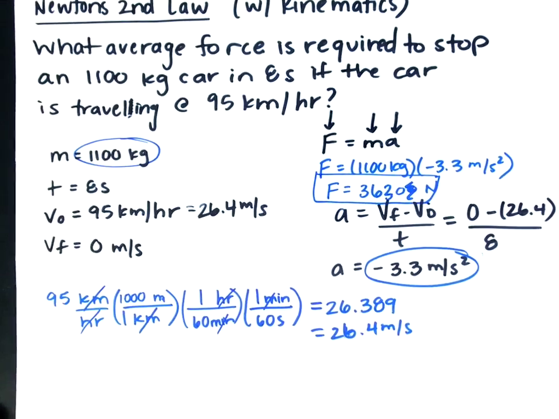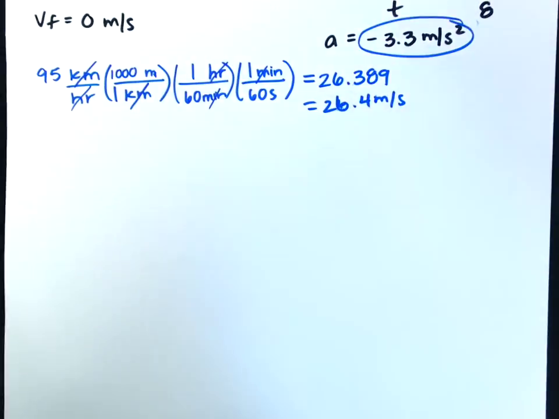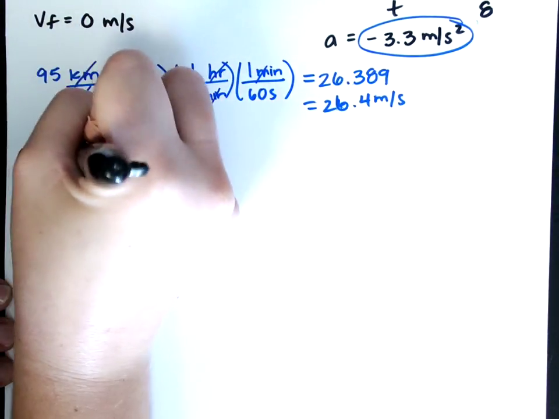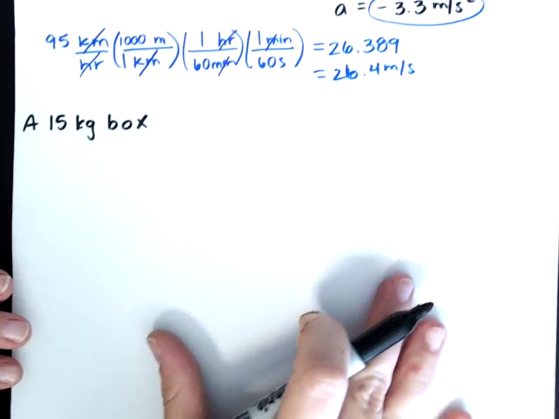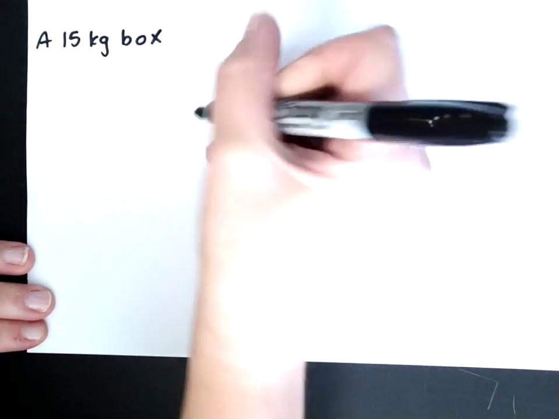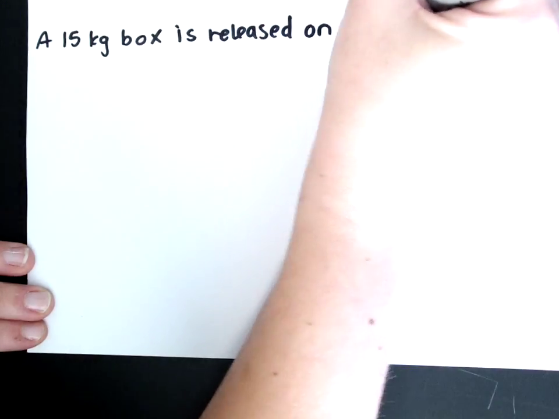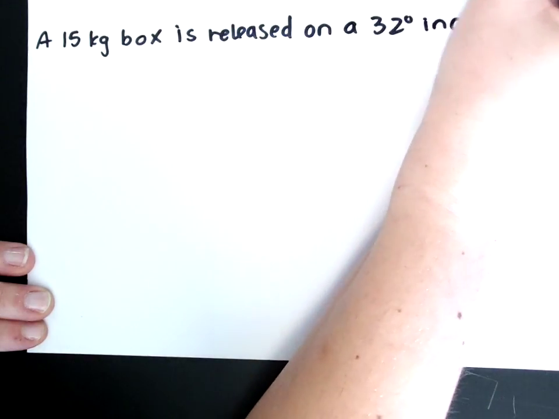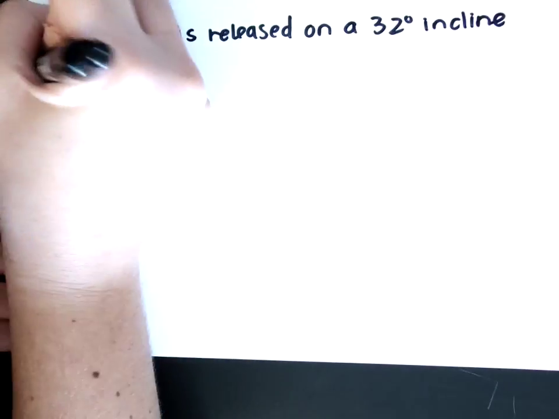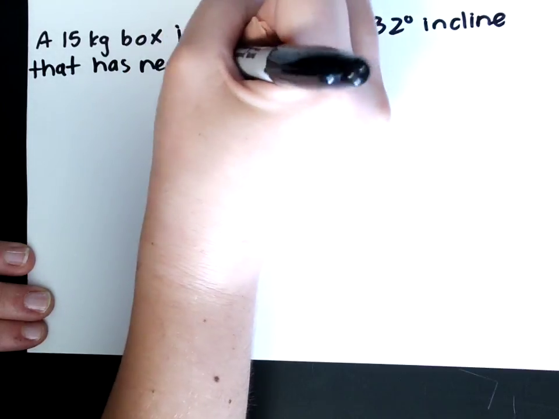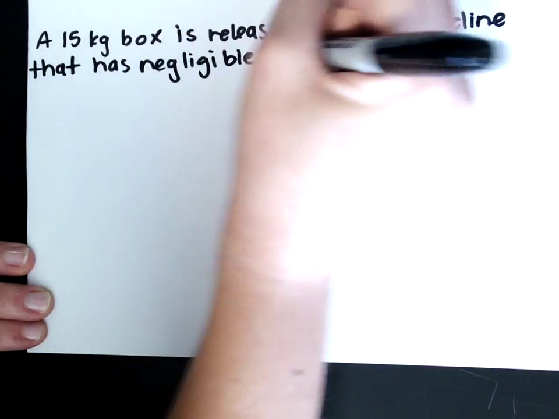Okay, let's do one more example. And I'm going to write it with you guys. Okay, a 15 kilogram box is released on a 32-degree incline that has negligible friction. What does negligible mean? You don't got to worry about it. Yes.